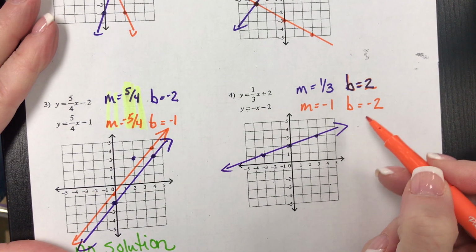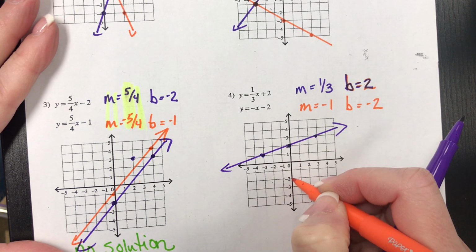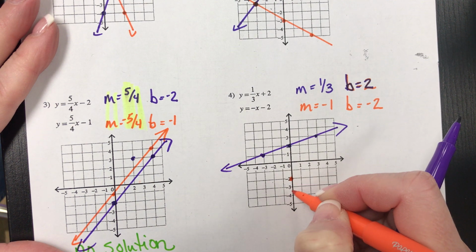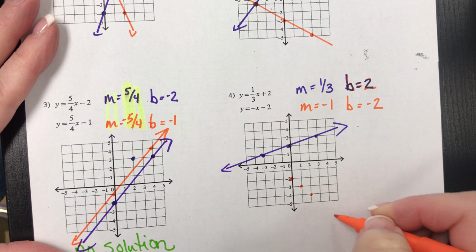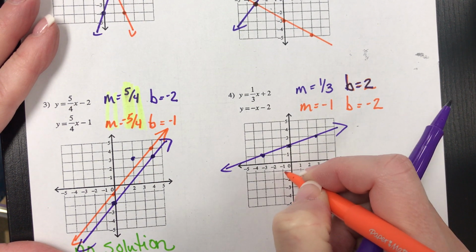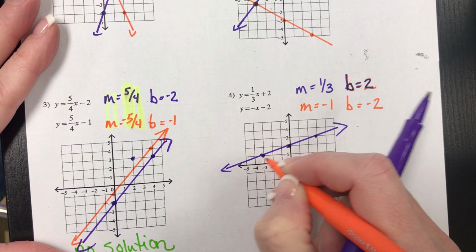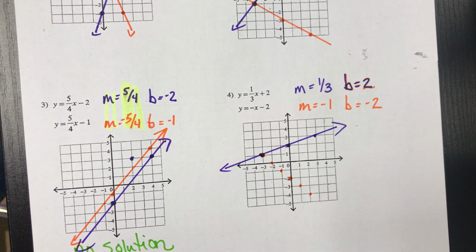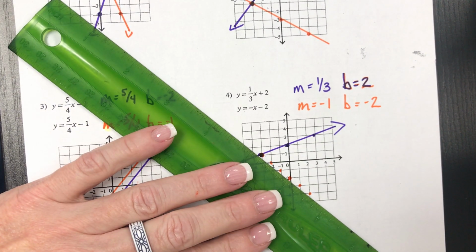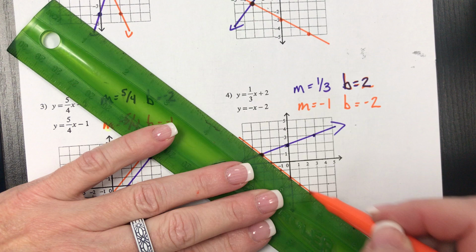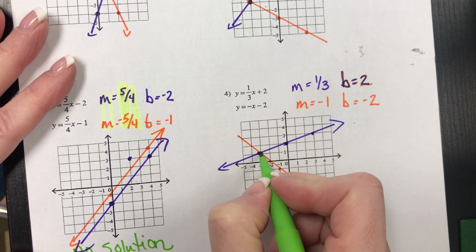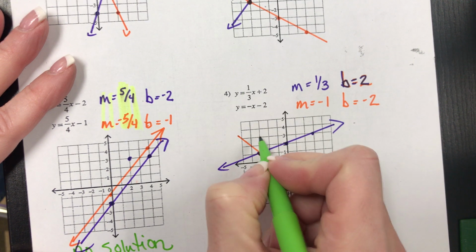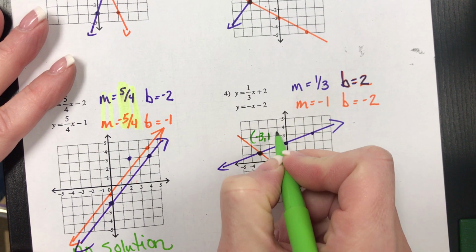All right, and then my orange, B is -2. M is -1, so I'm going down 1 over 1. Not going to hit the line going this direction, so let's go up and over, up and over, up and over, and there it is. So our answer would be this point right here, so -3, 1.